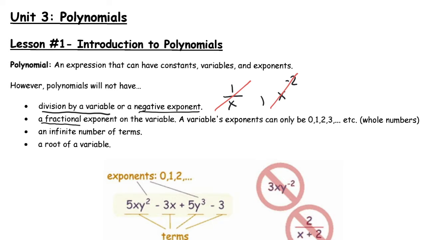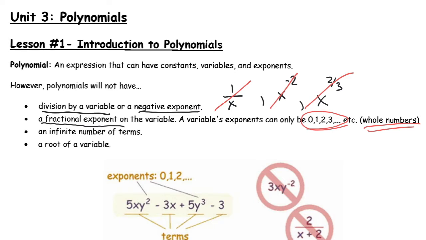Another thing that you won't see is a fractional exponent on the variable. So you will not see, for example, x to the 2/3. That should not show up. The exponents on the variables should always be whole numbers. So you see an x, a y, a z, and the exponents should not be fractions or negatives.